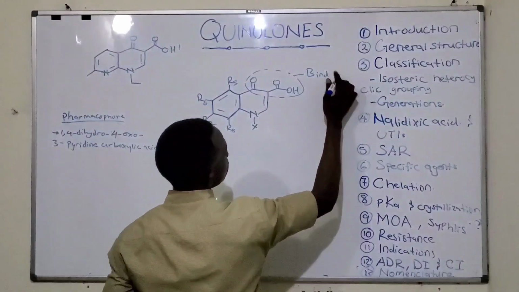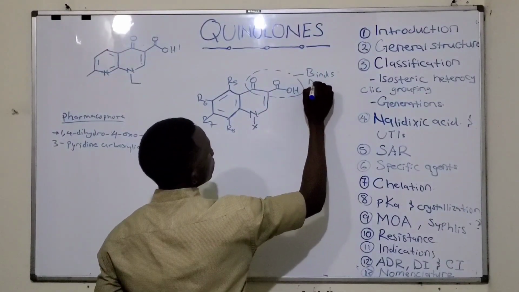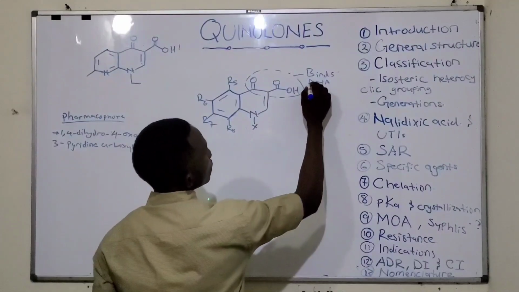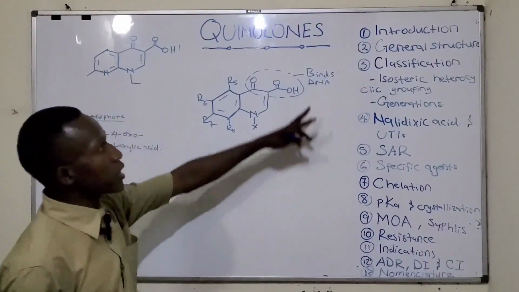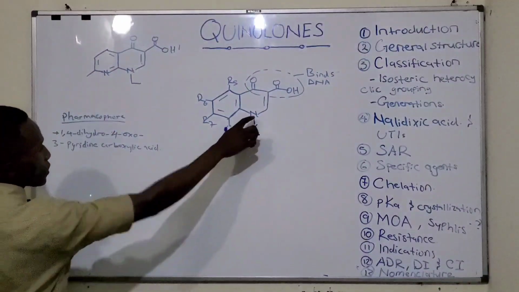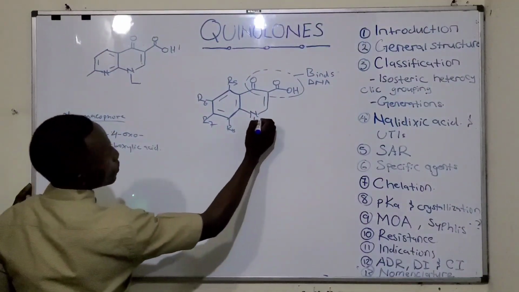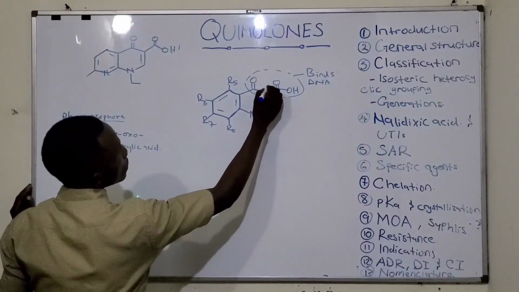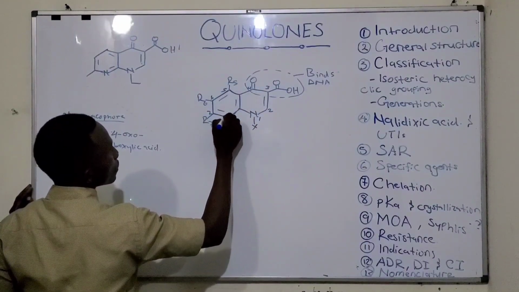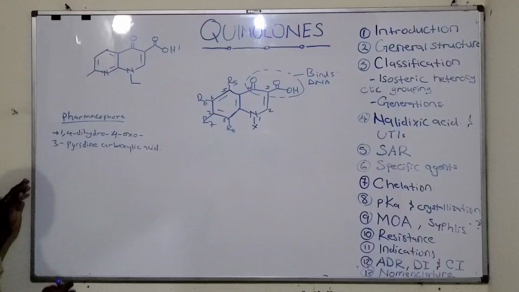It binds the DNA such that there is inhibition of the DNA gyrase and topoisomerase for activity. Then this is position 1, 2, 3, 4, 5, 6, 7, and 8.